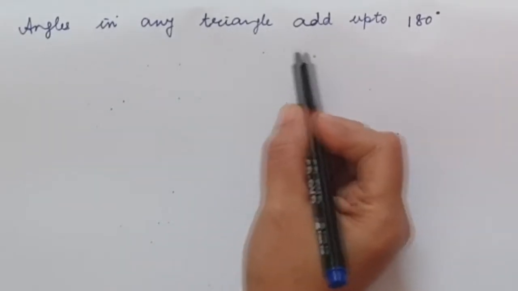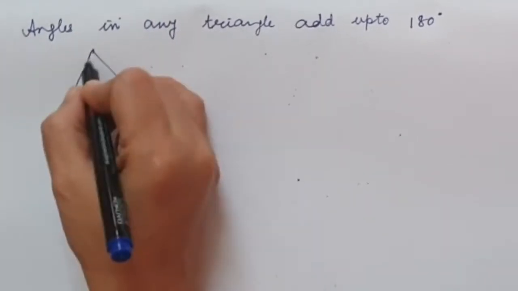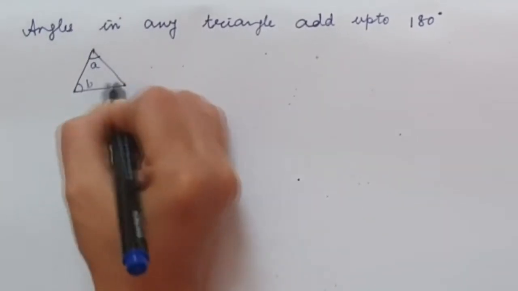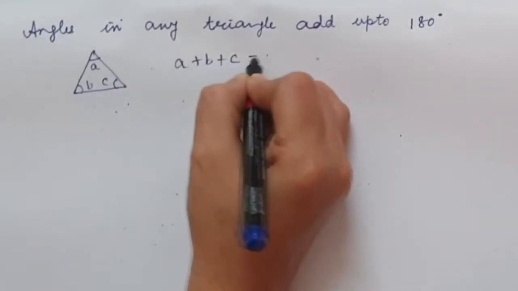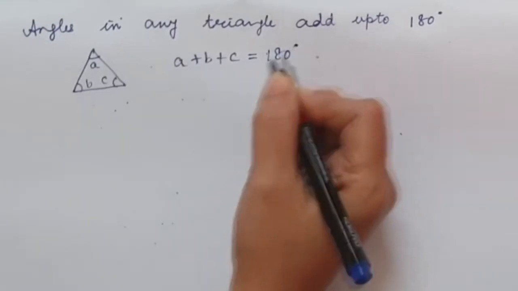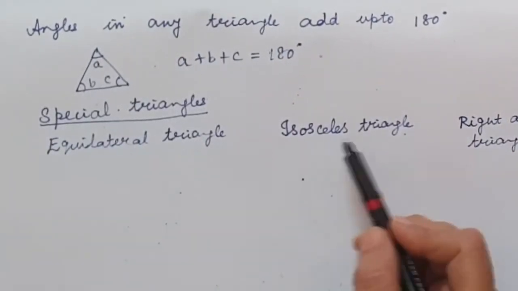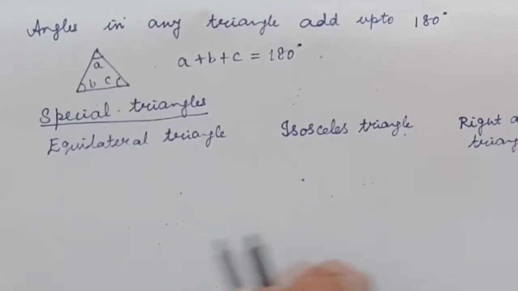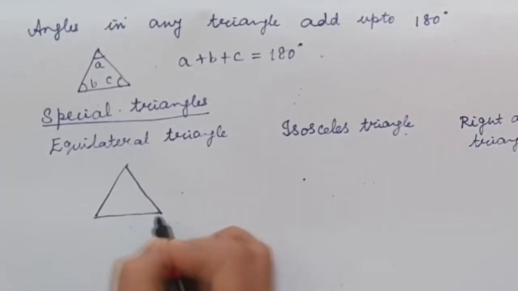Angles in any triangle add up to 180 degrees. That is, whatever triangle, it doesn't matter. Suppose A, B and C are the angles of the triangle, then A plus B plus C will be equal to 180 degrees. Now let us see a few special triangles: equilateral triangle, isosceles triangle and right angle triangle. Equilateral triangle, as the name goes, all the sides are equal.